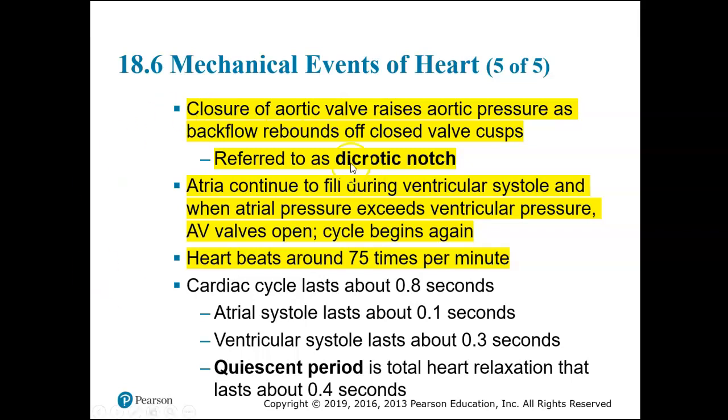So let's see, the dicrotic notch is when the closure of the aortic valve raises the aortic pressure as backflow rebounds off the closed valve cusp. It's called the dicrotic notch. So the cycle ends as the AV valves open and a new cycle begins. Heartbeats are on average around 75 beats per minute.